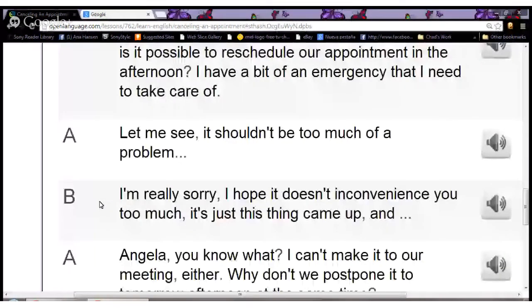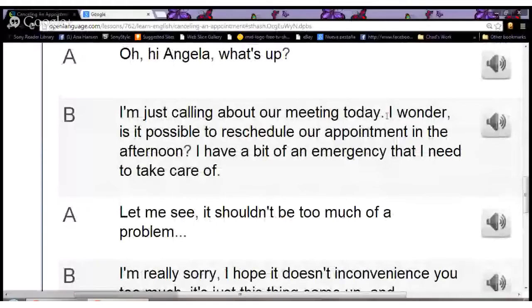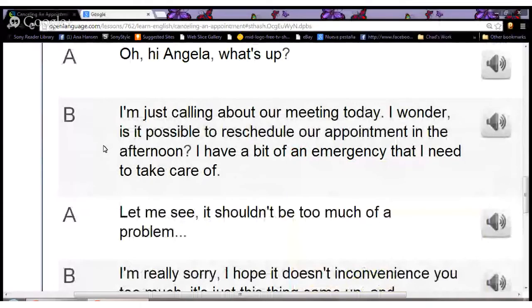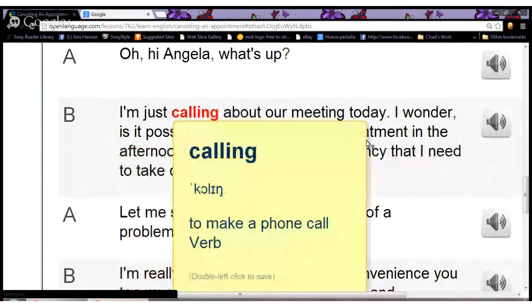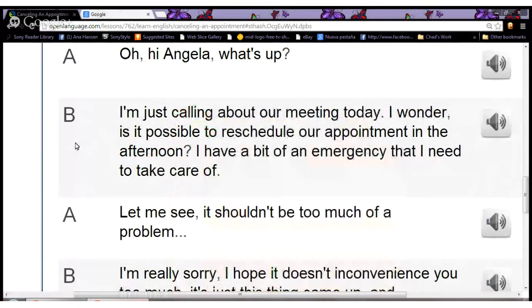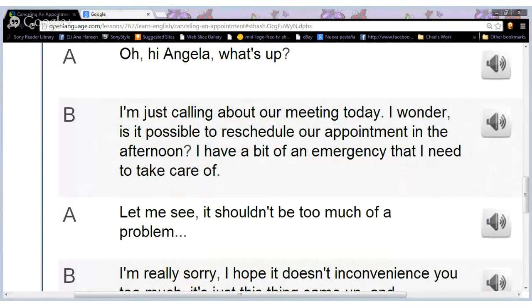Let's practice question intonation. Okay, Michele? So, I wonder, is it possible to reschedule our appointment in the afternoon? Okay, so in the afternoon, it kind of scoops up. So let's go from to reschedule, okay? To reschedule our appointment in the afternoon. There you go, good. So that's called question intonation. Okay, nice job.